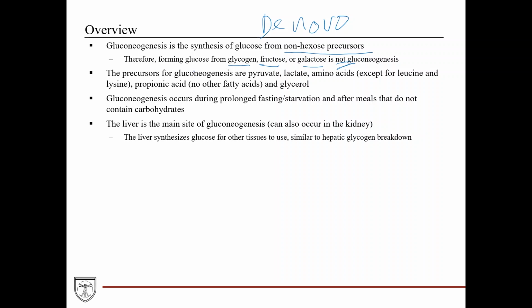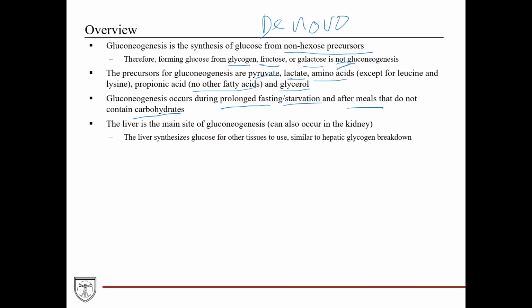So the precursors of gluconeogenesis are pyruvate, lactate, amino acids, except for leucine and lysine, propionic acid, no other fatty acids are involved, and then glycerol, which also comes from triglyceride breakdown. So gluconeogenesis occurs during prolonged fasting and starvation, and then it also occurs after meals that don't contain carbohydrates. So Atkins diet or similar types of diets where the person has very limited or no carbohydrate consumption, that can also trigger gluconeogenesis.